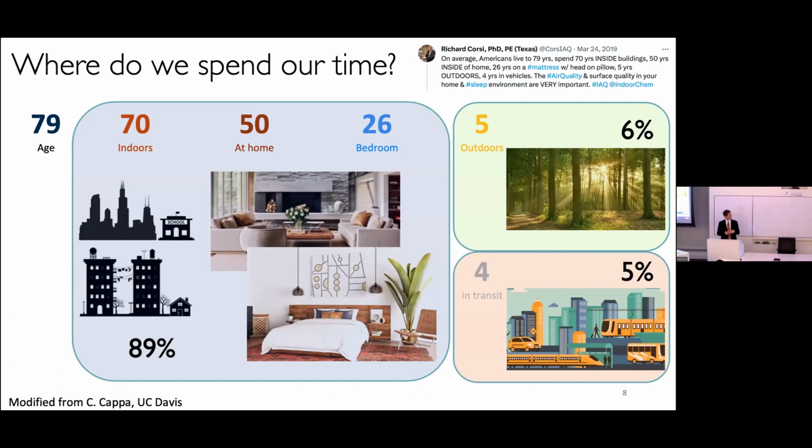Now we care about the indoor space because, as Rich Corsi, who is the current Dean of Engineering at UC Davis, has pointed out, on average, an American lives to be 79 years of age. And of those 79 years, people spend 70 of them indoors, 5 outdoors, and 4 in transit, going from place to place. Of those 70 years that we spend inside, 50 are spent at home, and 26 of those years are spent in the bedroom. Most of that is going to be sleeping. But again, 89% of our time is spent inside, so we need to think about what happens in the indoor space. Next.